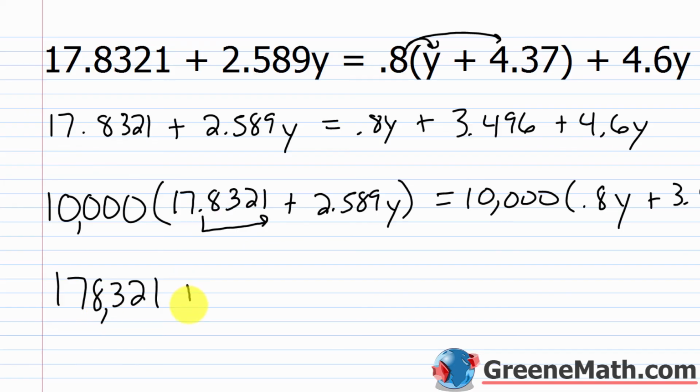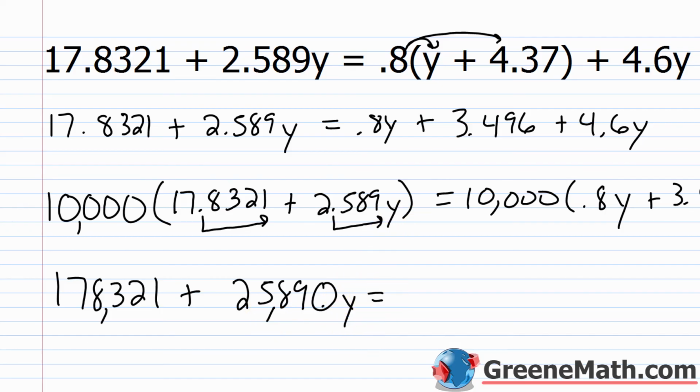And so I end up with 178,321. So then plus, now if I multiply 10,000 by 2.589y, I'm basically going to have 2589 and then a 0 at the end. Again, this goes 4 places to the right. And so it would pass the 9 and then go 1 more, right? So that's why I have this 0 here. It would go 1, 2, 3, 4 places to the right.